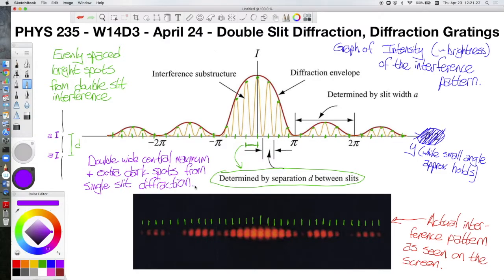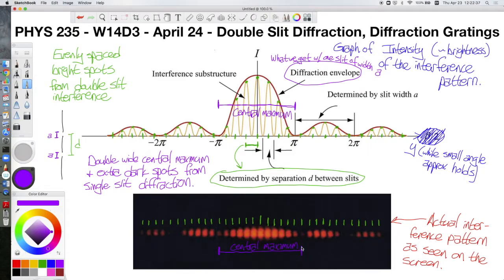So the double wide central maximum and the extra dark spots are all from single slit diffraction, or single slit interference. We have shown here the diffraction envelope. This graph in red is what we would get if we just had one slit of width a. And we get our double wide central maximum, which goes from here to here. And then down in our diagram at the bottom, this is the central maximum that spans from the first zero on one side of center to the first zero on the other.